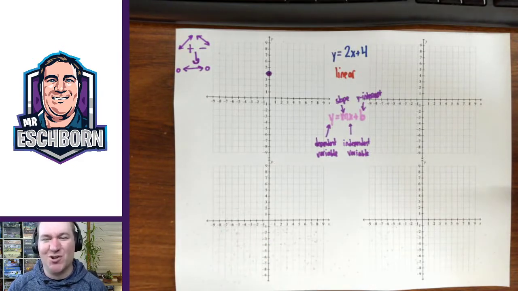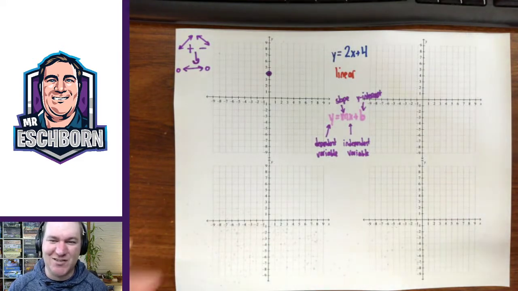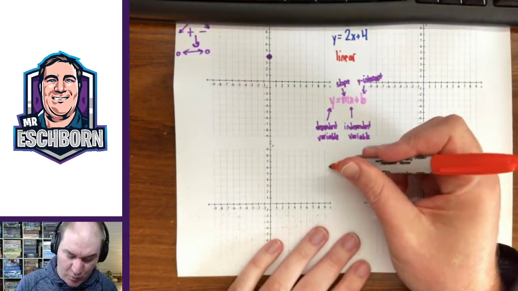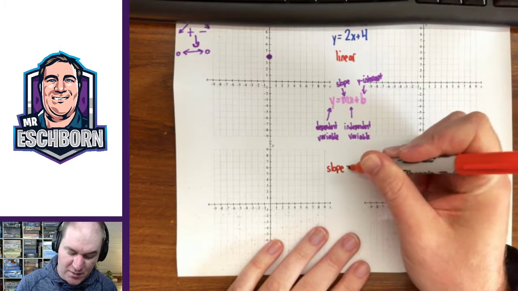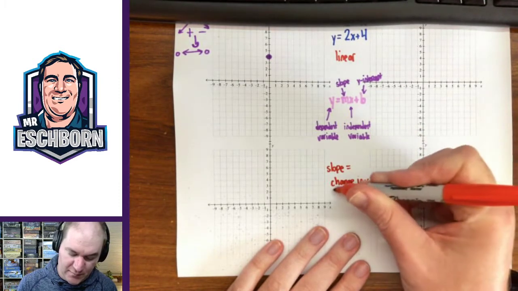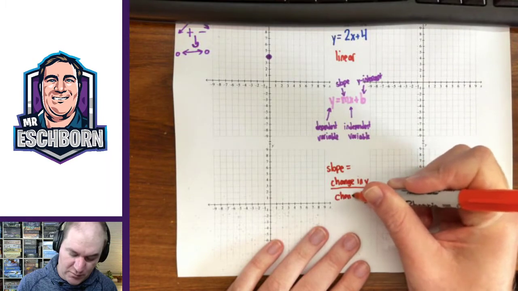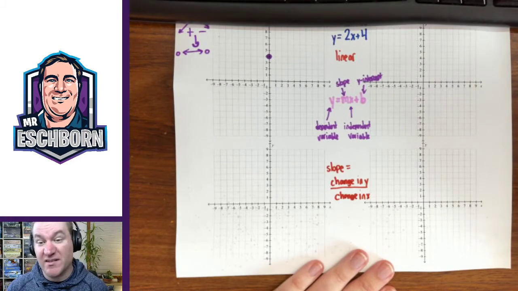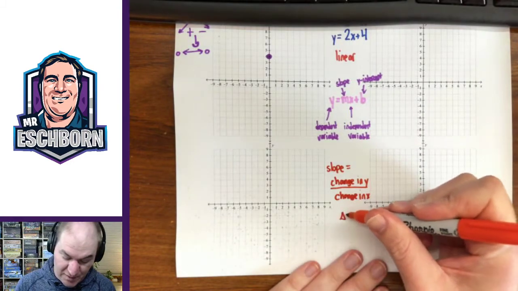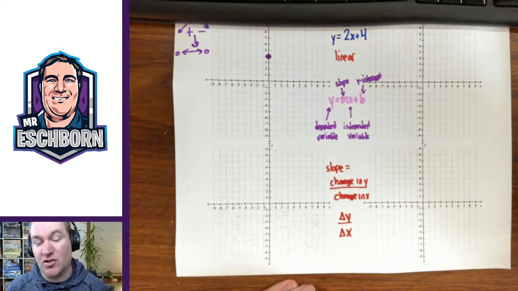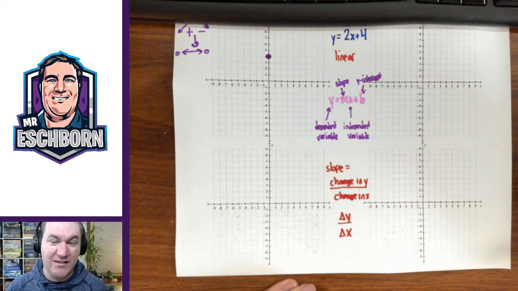We can't just look at it and gauge it by how we feel. There's actually a formula to find slope. The formula to find slope is change in y over change in x. You might see this abbreviated like this, because this triangle is actually a Greek letter delta, and delta in math means change.